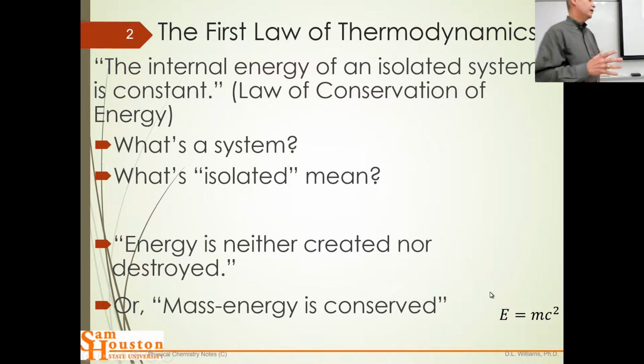And so this is sort of the most concise way to define the first law of thermodynamics. The internal energy of an isolated system is constant. But what does it mean by system? How do you define a system? But you don't. Yeah, isolated, closed system.